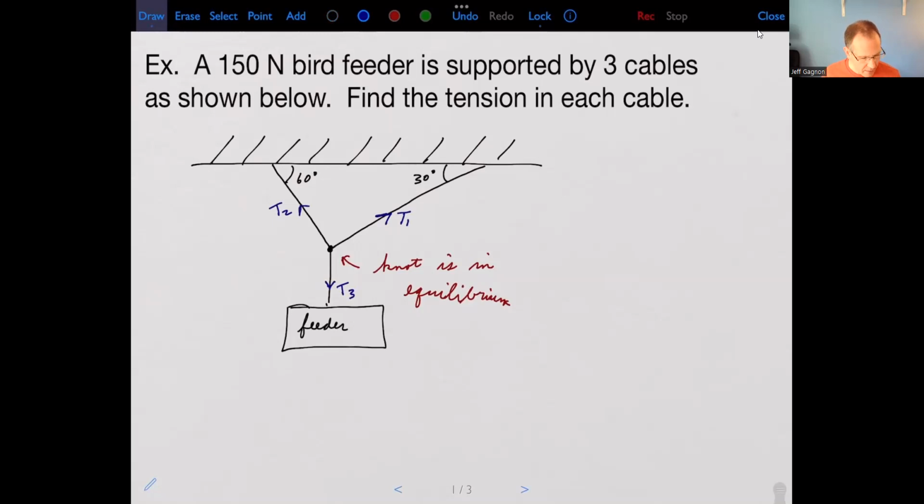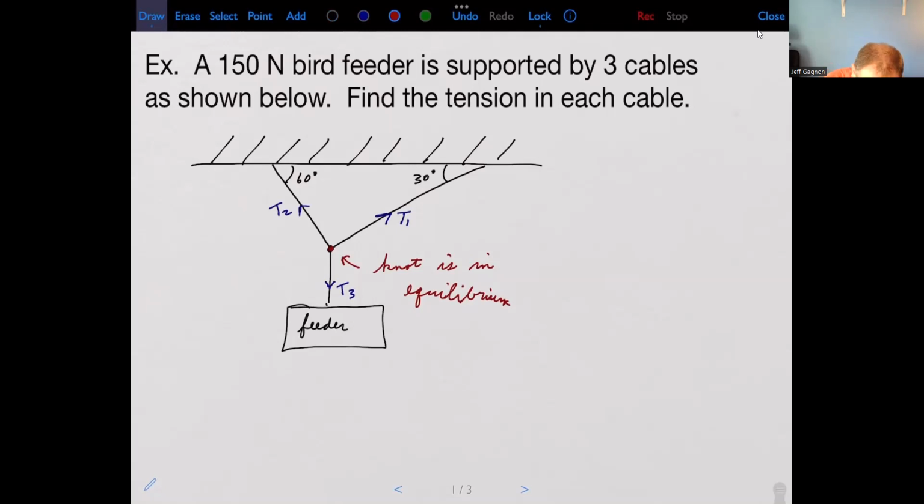Now notice that this knot here, where those cables all meet, is in equilibrium. It's not moving in the y direction, not moving in the x direction. It's just stationary. So therefore, that knot must be in translational equilibrium, and we can apply the fact that the sum of the forces should equal zero to solve this problem for those 3 tensions. Okay, so we need a coordinate system.